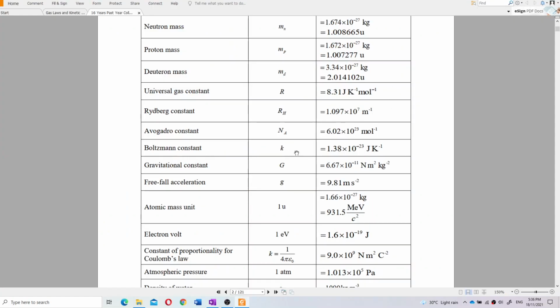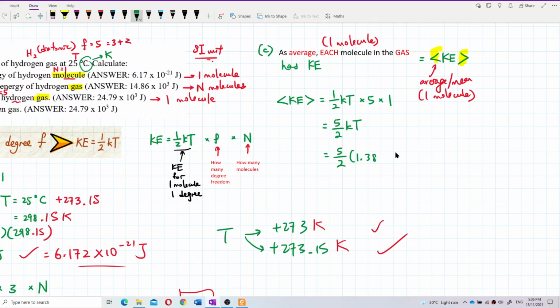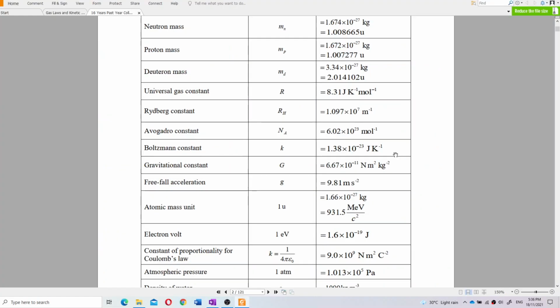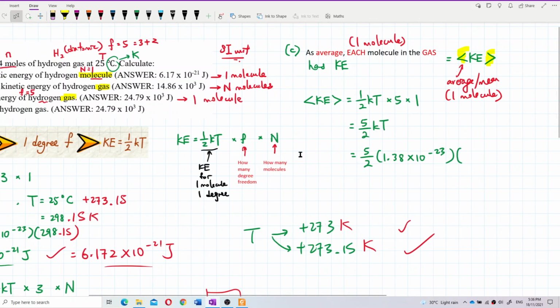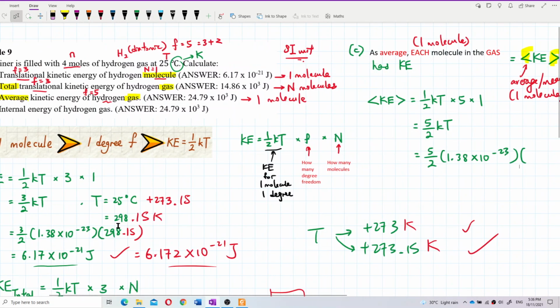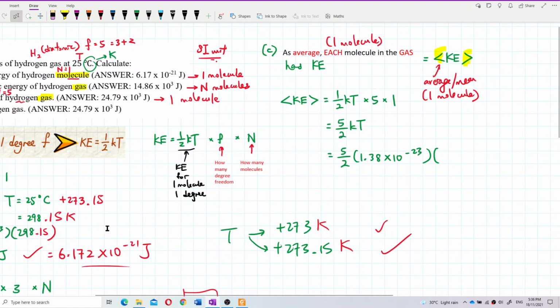k we can find from the list of constants: 1.38 exponent -23. So what is the temperature? Temperature is 298.15 Kelvin. If you want to put 298 only, also can. If you want to put 298.15, also can. Both accepted. Must change to Kelvin, don't put degrees Celsius. So let's calculate the answer.